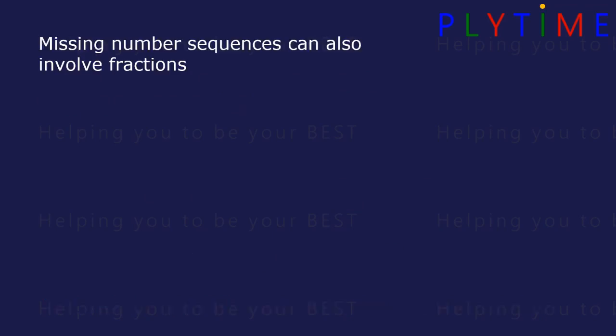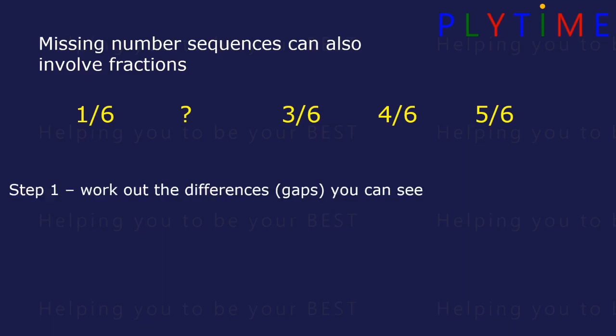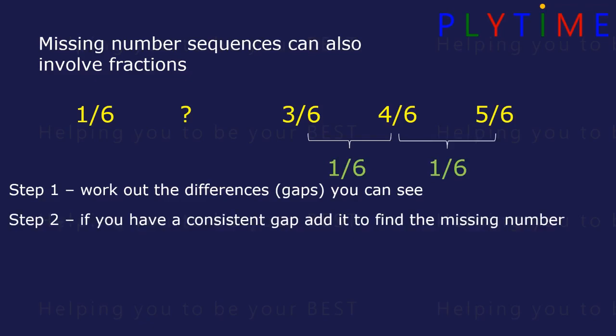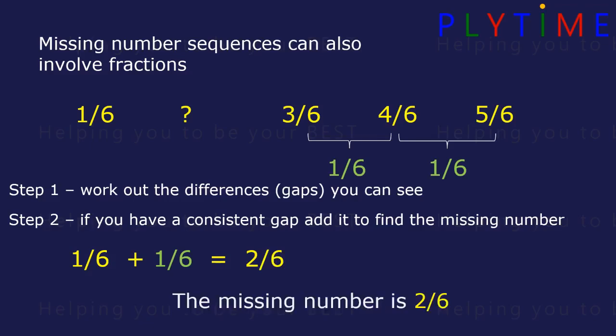Missing number sequences can also involve fractions. 1/6, something, 3/6, 4/6, 5/6. First, we'll work out the difference or the gaps that we can see. Between 3/6 and 4/6, the increase is 1/6. Between 4/6 and 5/6, it's 1/6. So now, if we have a consistent gap, we can add it to the number before to find the missing number. So 1/6 plus 1/6 equals 2/6. The missing number is 2/6.